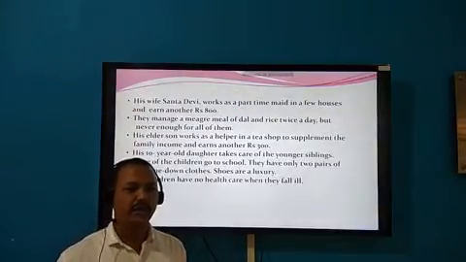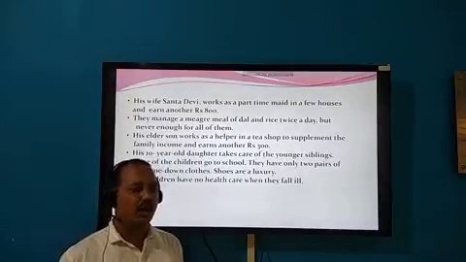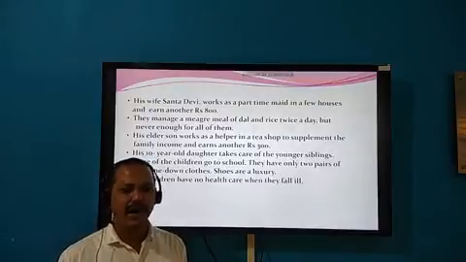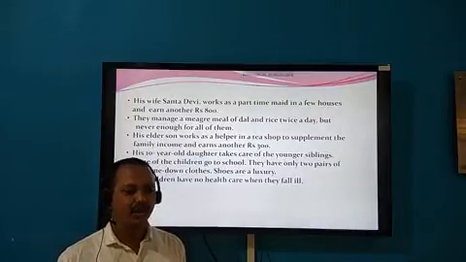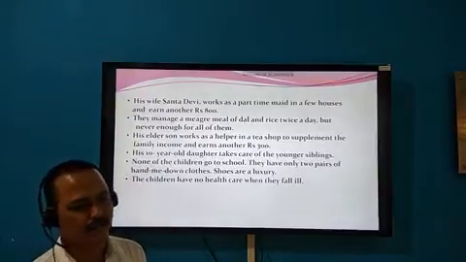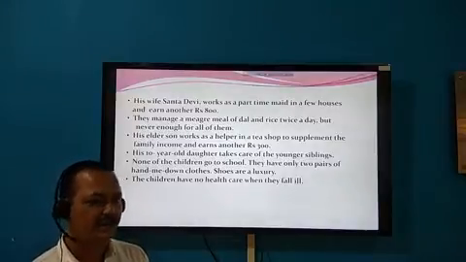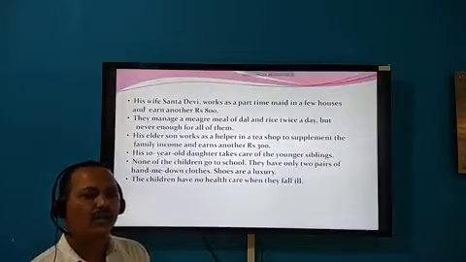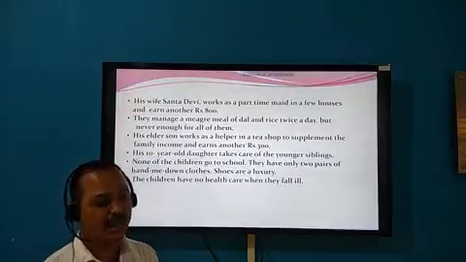His wife Shanta Devi works as a part-time maid in a few houses, and she also earns another rupees 800. They manage a meager meal of dal and rice twice a day, but never enough for all of them. His elder son works as a helper in a tea shop to supplement the family income and earns rupees 300. Means his elder son also earns rupees 300, and he is considered a child laborer.